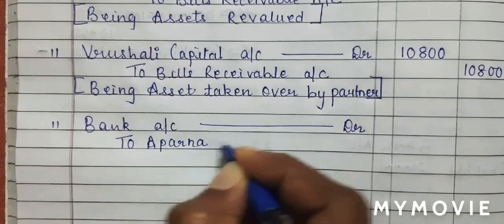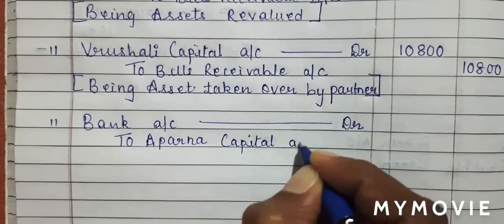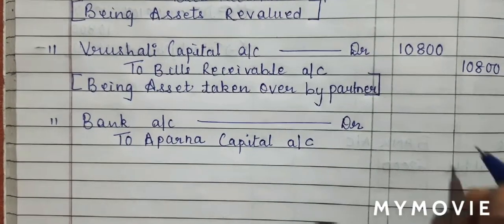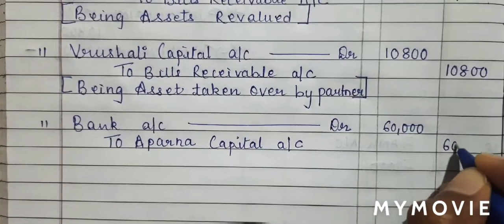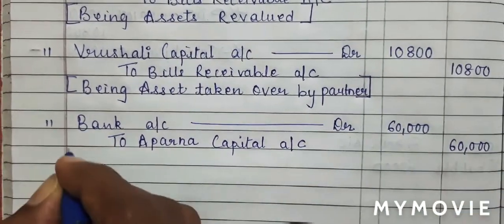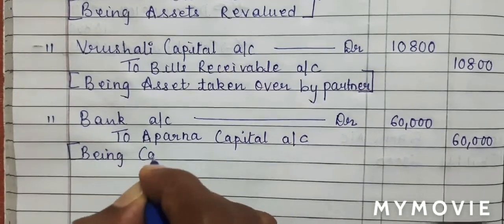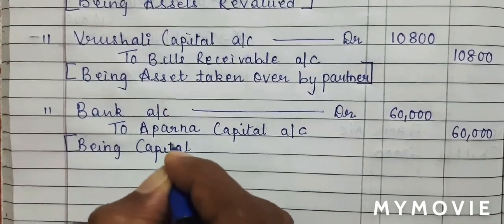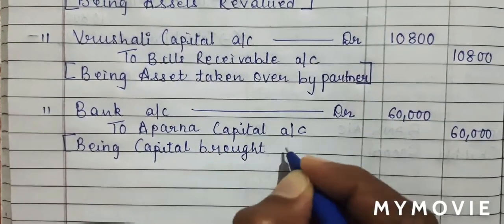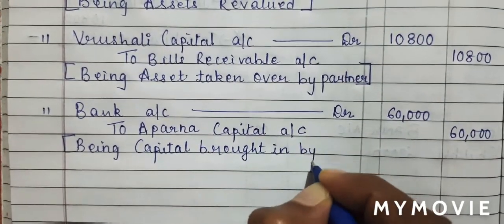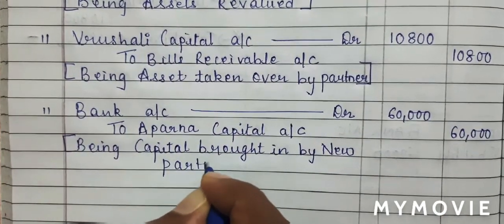Aparna capital account. And Aparna is bringing in 60,000 rupees. We'll write the narration being capital brought in by new partner.